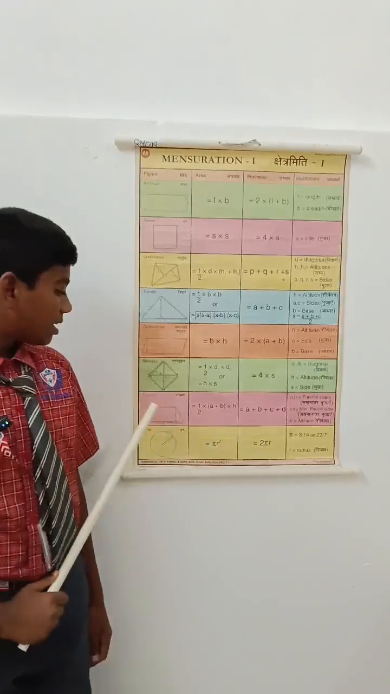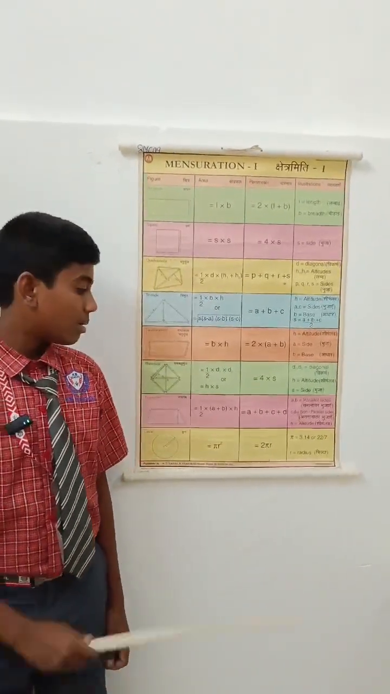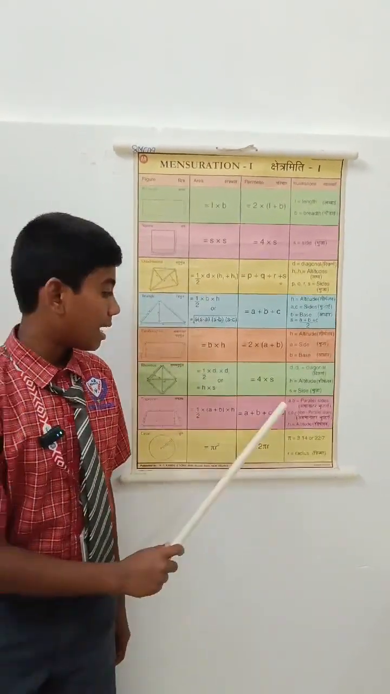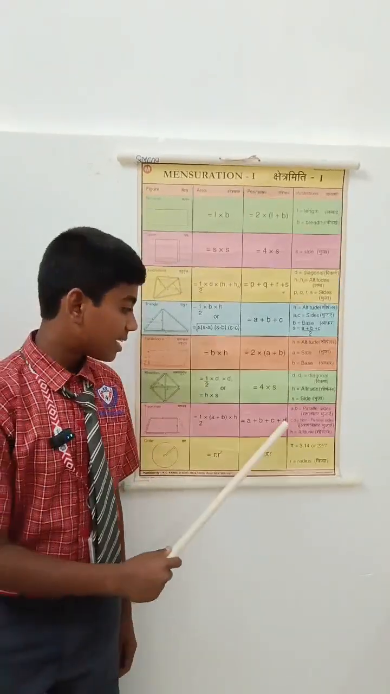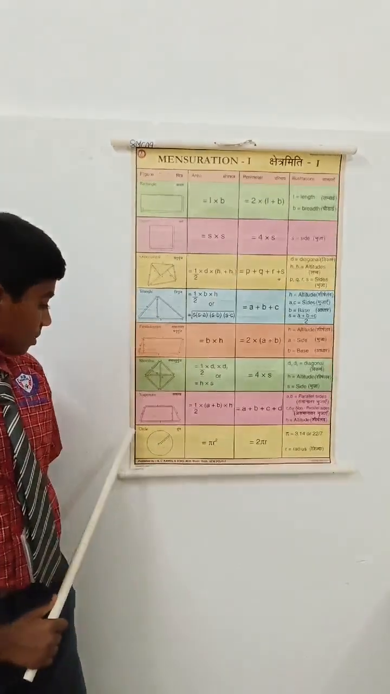equal to side. Trapezium. Area of trapezium: half into (A plus B) into H. Perimeter of trapezium: A plus B plus C plus D, where AB is equal to parallel sides, CD is equal to non-parallel sides, H is equal to altitudes.